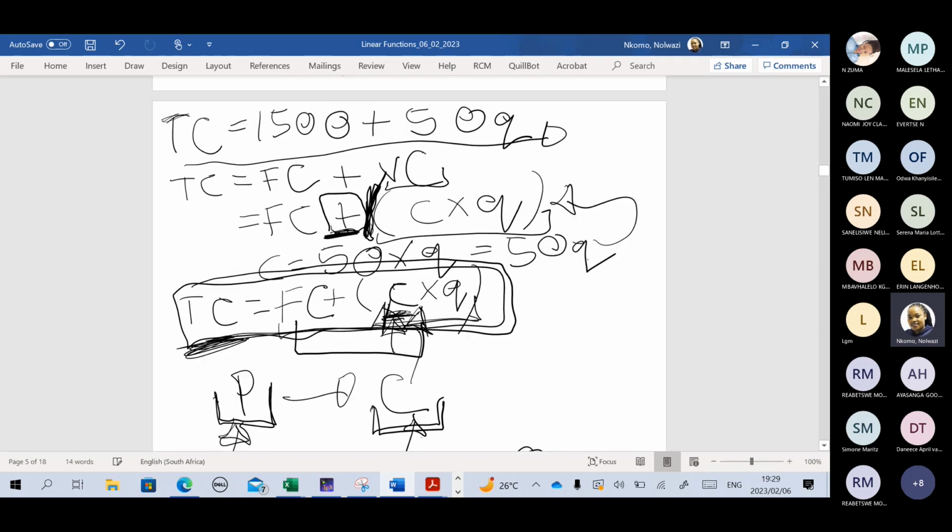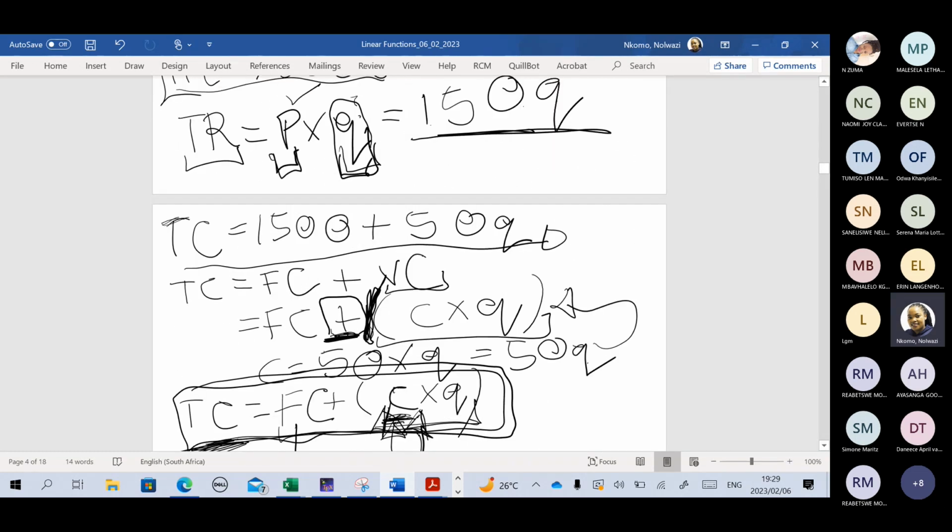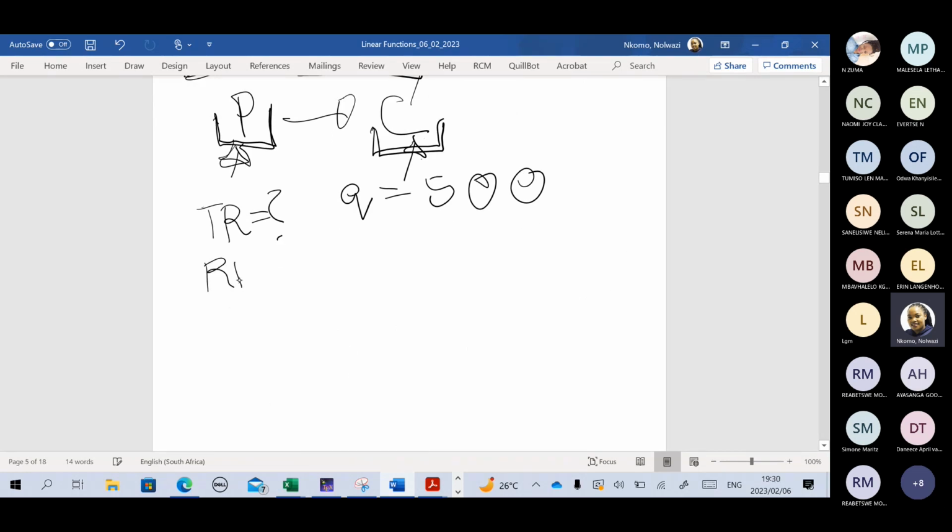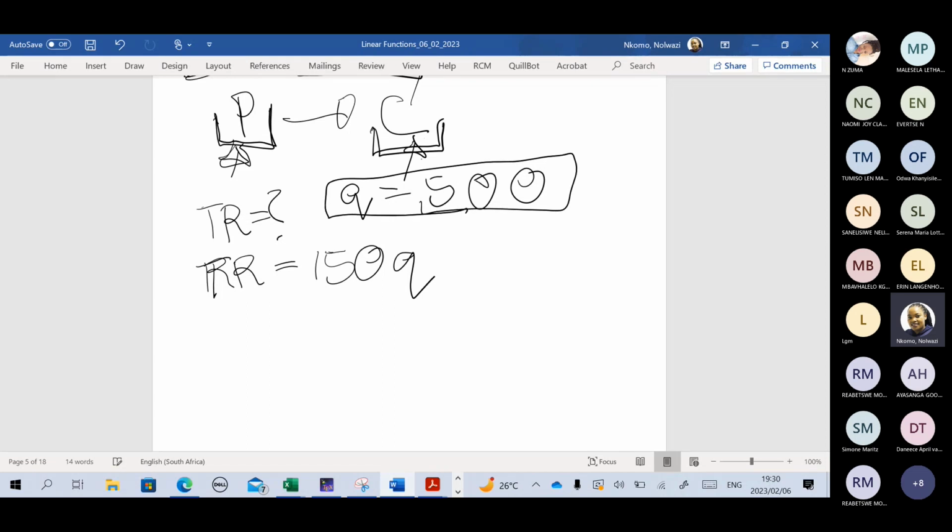And you said the function that represents the total revenue in this case, total revenue is 150 Q, right? And now they tell you that Q, which is the quantity, is 500. What is the total revenue? So you just have to substitute your quantity into your total revenue function. So you'll have 150 times 500, right? That should be your total revenue if the quantity is 500.